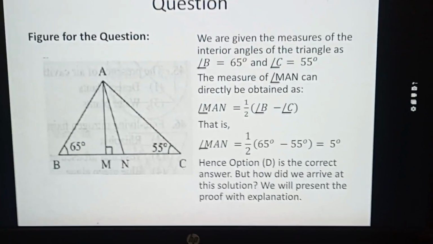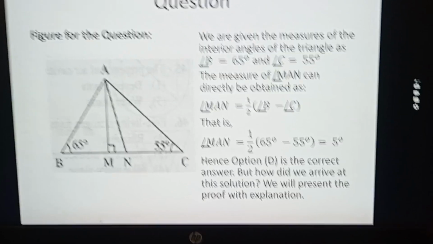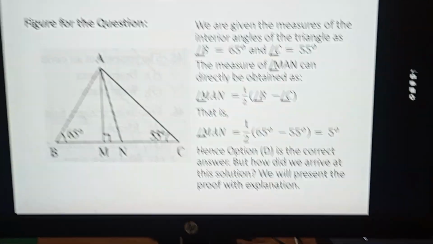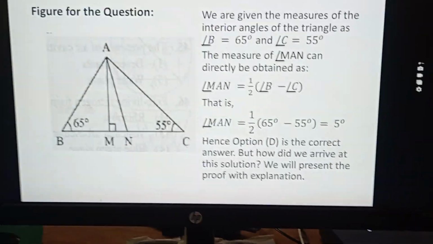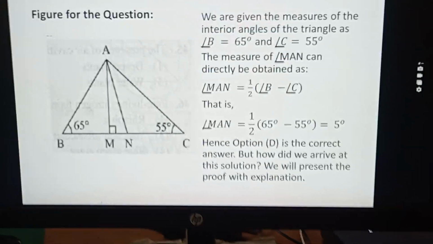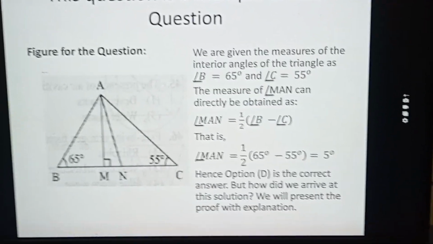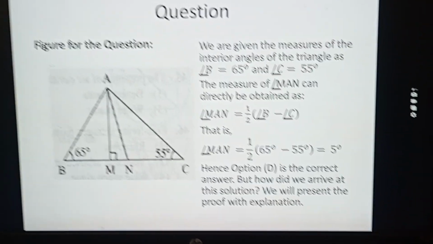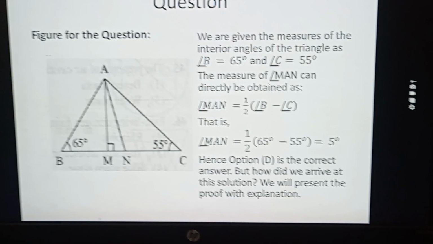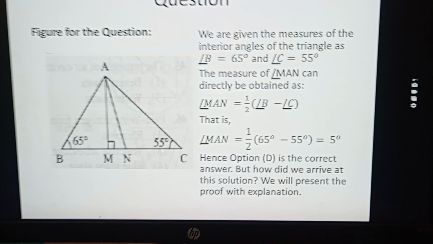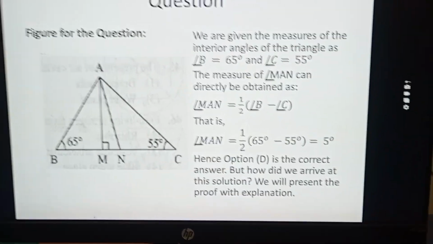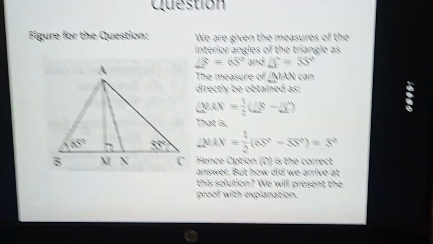The measure of angle MAN can directly be obtained as angle MAN is equal to 1 by 2, half of angle B minus angle C within the brackets. That is, angle MAN is equal to half of 65 minus 55, which is equal to half of 10. Actually, 65 minus 55 is equal to 10 degrees. Half of 10 degrees is 5 degrees. Hence, option D is the correct answer.